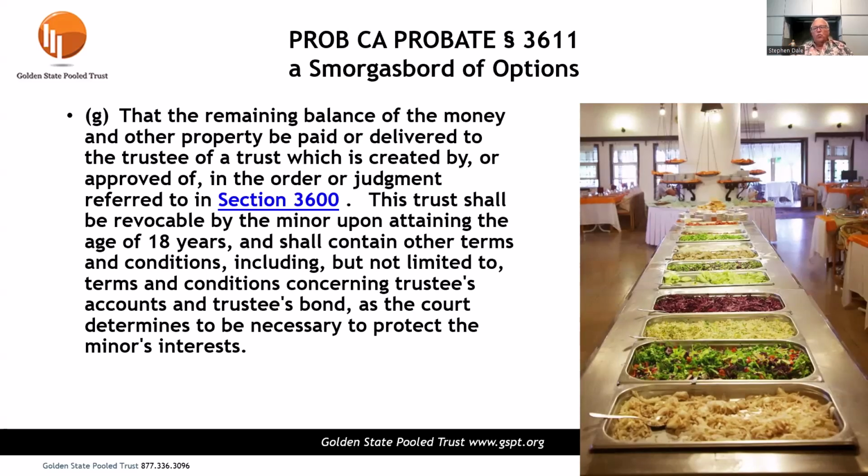And so if we're in a situation where we just don't know, it might make sense to put it in a 3611G trust, or as we're going to talk about, my preference, quite frankly, is a settlement preservation trust. And then we'll just wait until we get close to 18.